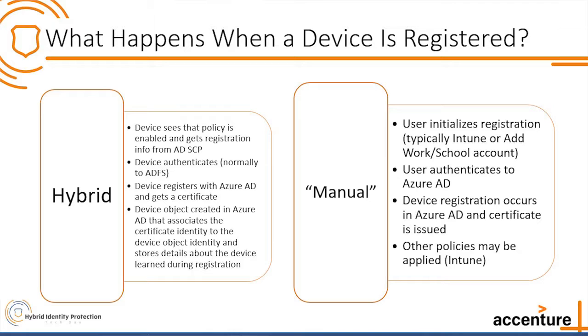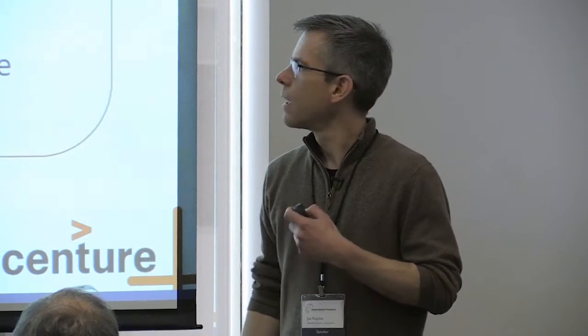With the manual stuff, you essentially go through a flow where the user is doing something interactive, but will eventually end up getting a certificate with the public key known to Azure AD, so it can authenticate with it later. Okay. Typically, the certificate is going to be protected by the TPM on the machine as well. So it's actually good, strong credential protection.